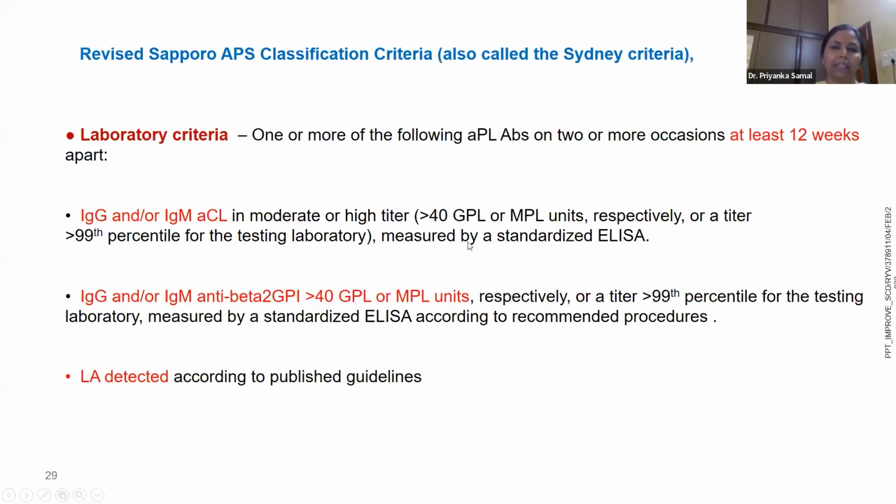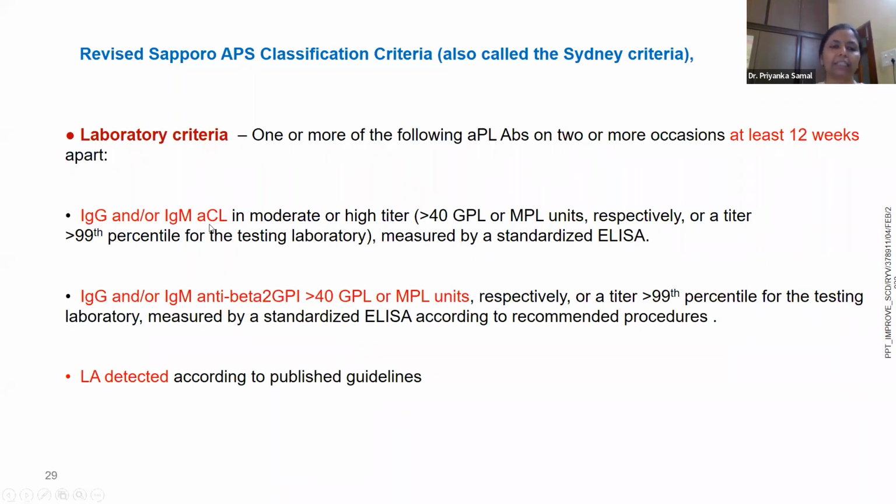So that was the clinical criteria. The lab criteria should include one or more of the following antiphospholipid antibodies on two or more occasions at least 12 weeks apart. So 12 weeks, because that is the time when the antibodies, if they are transient antibodies, will go away. But if they are lupus antibodies, they will persist.